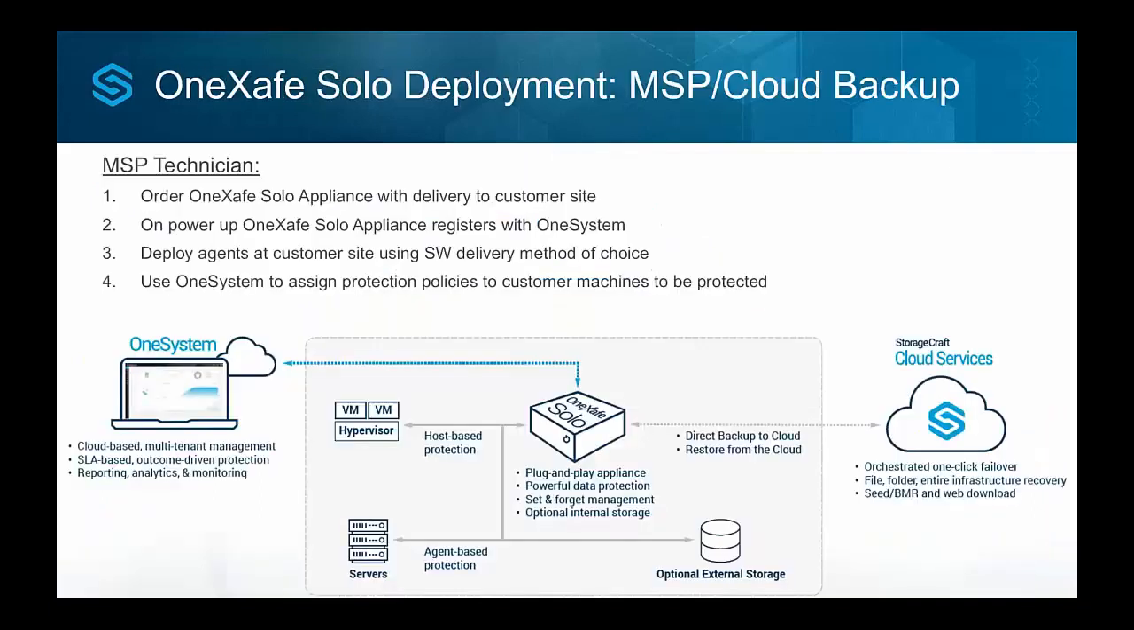But yeah, the simplicity is around contacting your distributor. They can send the unit out to the customer directly. You plug it in, it'll auto register into the OneSystem. You can then choose whether you're going to do host-based or agent-based backups, whatever storage you want to use, and then apply a policy. So very simple steps that includes a full disaster recovery as a service.